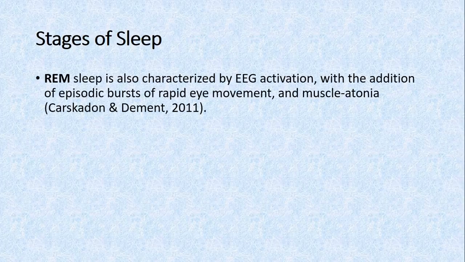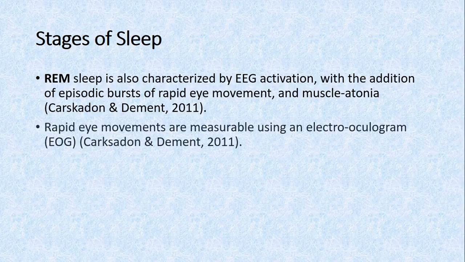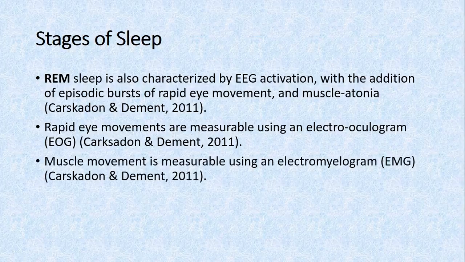REM sleep is also characterized by EEG activation with the addition of episodic bursts of rapid eye movement and muscle atonia, which is a state of extremely relaxed muscle tone as evidenced in paralysis. Rapid eye movements are measurable using an electrooculogram, or EOG, and muscle movement is measurable using an electromyogram, or EMG.